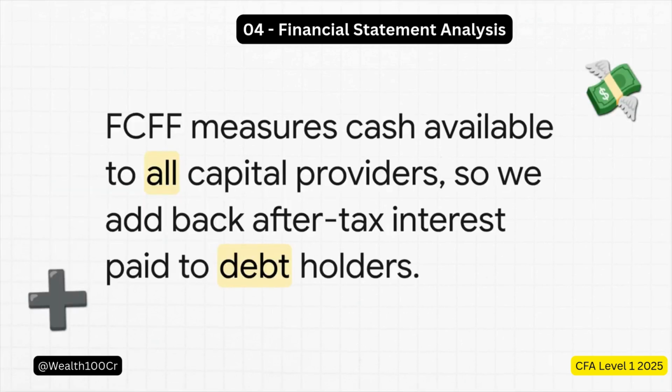Now, you might be asking, wait a minute, why are we adding back interest? It's a great question. Remember, the CFO number is calculated after the company has already paid interest to its lenders. But since FCFF is the cash available to all capital providers, we have to add that interest payment back into the pie. We use the after-tax amount because paying interest actually saves the company a bit on taxes.